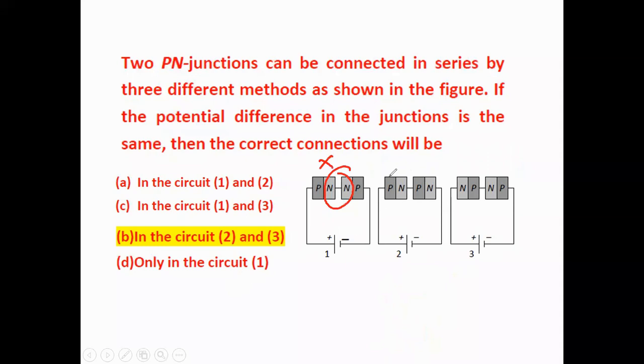So this is a P type and N type, one PN junction diode, which is taken as the proper order. Then N type and P type, N type and P type, we can take. That's why p-n junction diodes can be connected in series. If we want to connect them in series, the connection will be p-n and p-n, or n-p and n-p, like that. So only circuits 2 and 3 are correct. This one is not correct, it won't be in series.